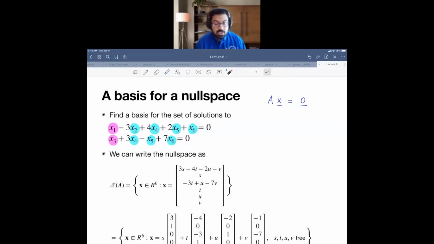So what we can do is associate some arbitrary values with our remaining variables to find a constraint on the leading variables. S, T, U, V, that's what we picked for x2, x4, x5, x6, and that's what you see here. Once you do that, you get the corresponding x1 and x3 as this and as this. So any vector that you get in this particular form for the given s, t, u, v will belong to the null space of A. So how do you get to the basis from here?